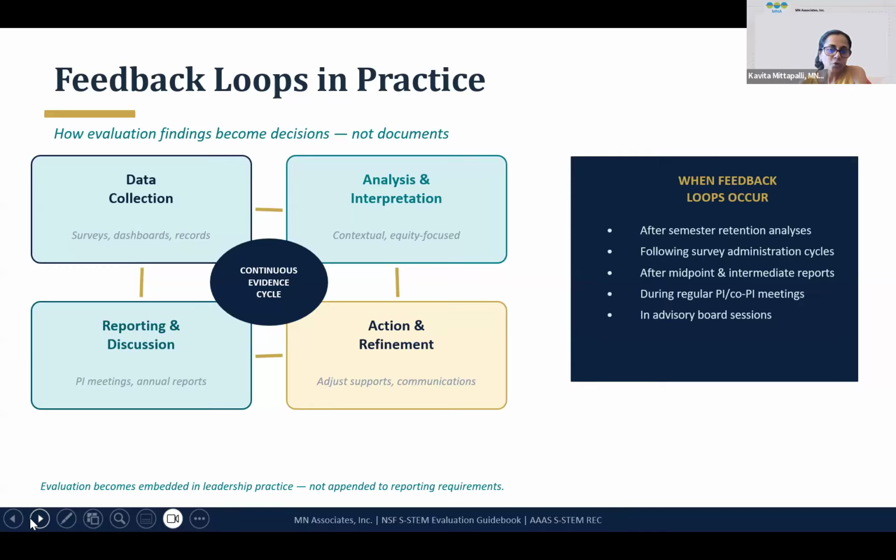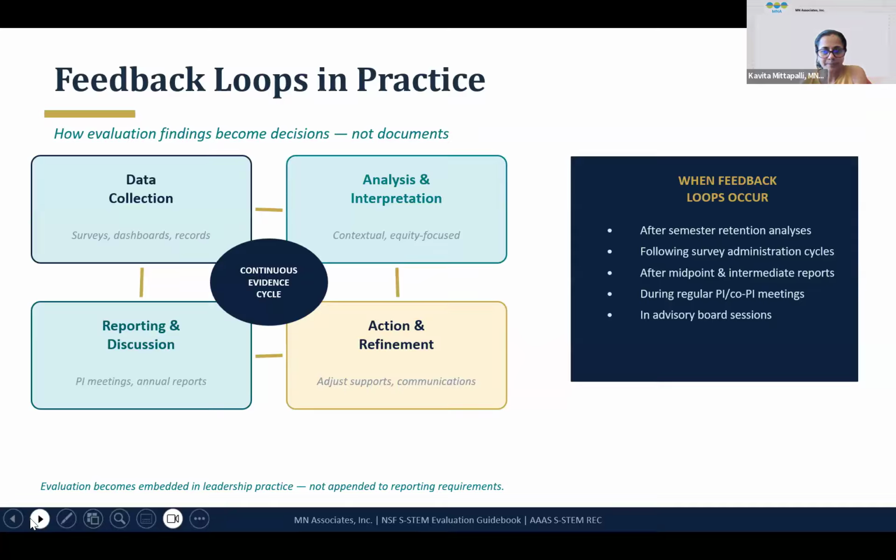And the project that only discusses the evaluation findings at the annual reporting time is missing the adaptive power of formative evaluation entirely. So we strongly believe that when the findings are regularly discussed, collaboratively interpreted, and acted upon, evaluation becomes embedded in the leadership practice.